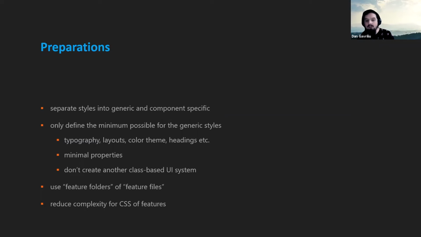Obviously, try to simplify the CSS both for the generic and the features. The overall idea being that there are elements of typography, layouts, color theming, headings that usually are better off defined as simple as possible within the context of the generic style sheets, the general purpose style sheets for the web application. There's no need to create overly complex, overly inclusive generic style sheets that take into account absolutely each and every possible scenario that could happen in the future.